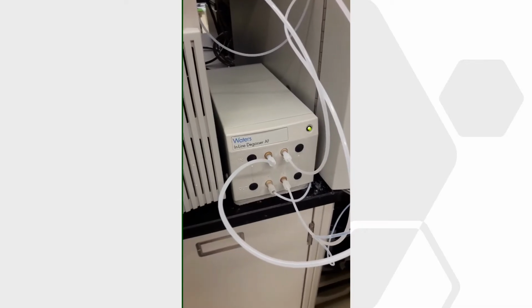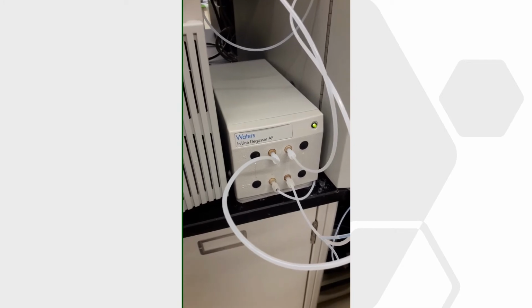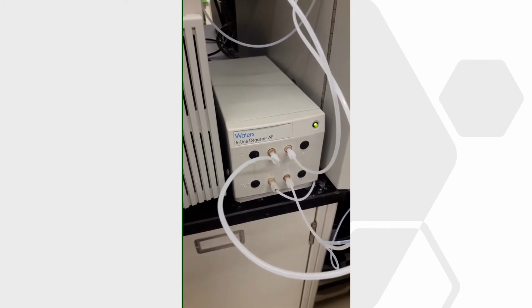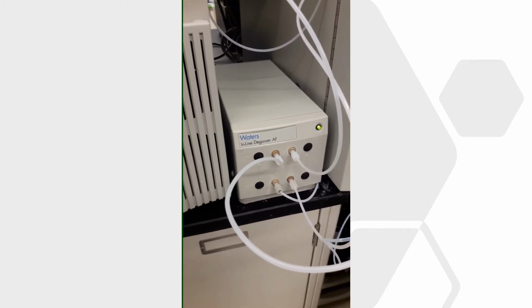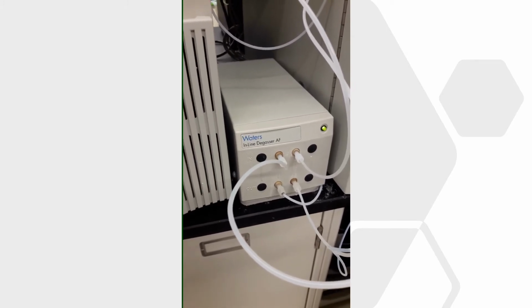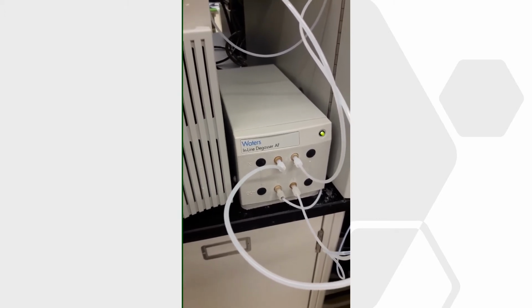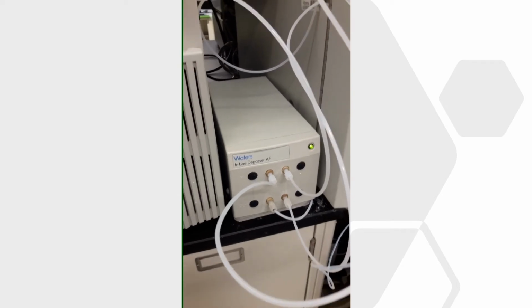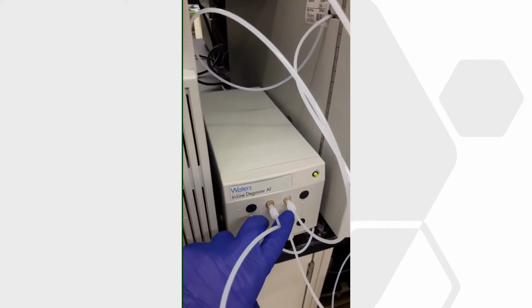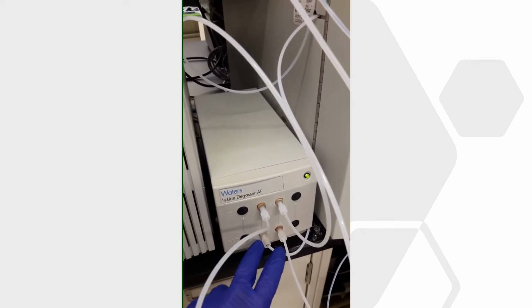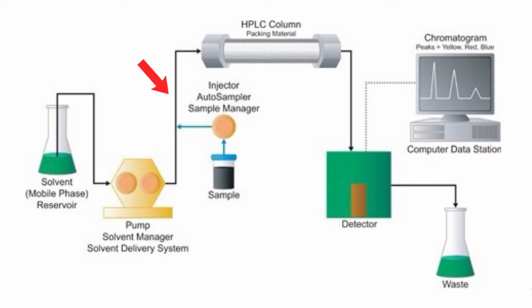Since the presence of air bubbles in the mobile phase can extremely harm our analysis, most HPLC systems have a degasser. Sometimes it's integrated in the pump, some other times it's separate, like what we have here, an inline degasser. Here we have two inlets for the degasser from both of the solvent bottles, and then we have two outlets. The mobile phase coming out from the pump goes to the sample injector.